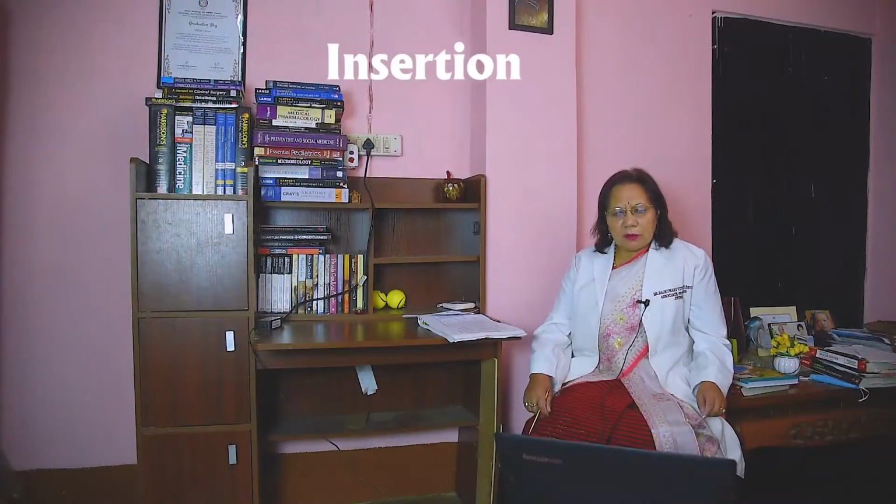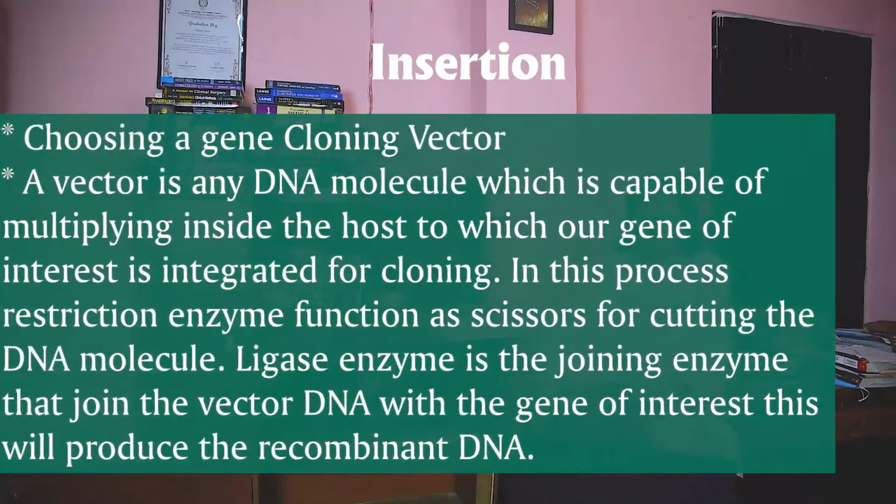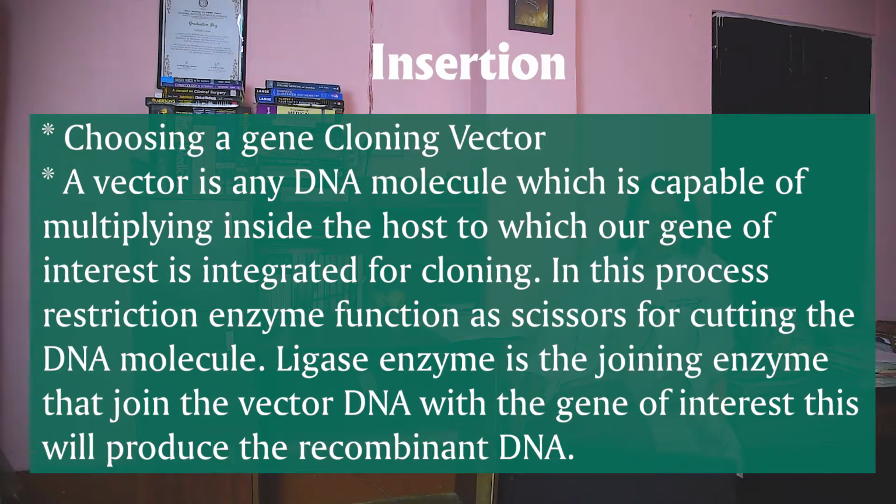Now coming to the insertion, choosing a gene cloning vector. A vector is any DNA molecule which is capable of multiplying inside the host, to which our gene of interest is integrated for cloning. In this process, the restriction enzyme functions as a scissor for cutting the DNA molecule, and ligase is a joining enzyme that joins the vector DNA with the gene of interest. This will produce the recombinant DNA.